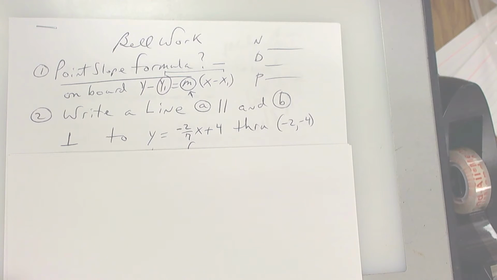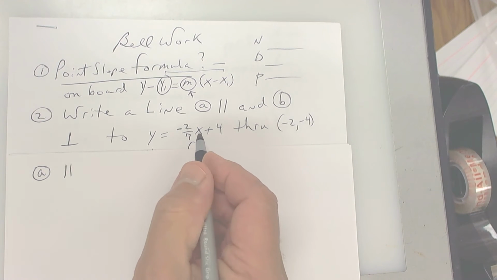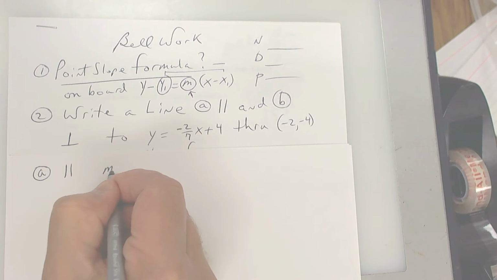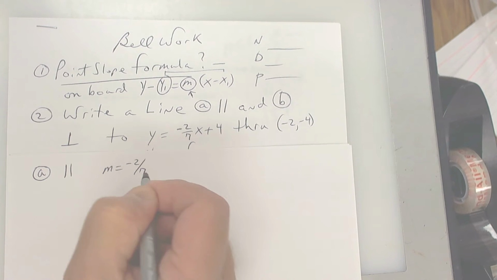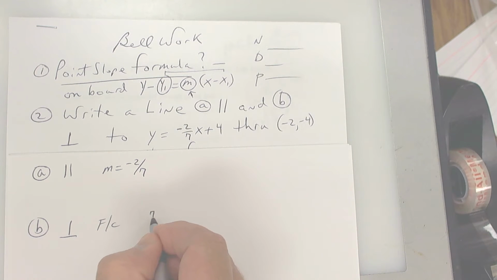Let's do parallel first. So put parallel. To be parallel, you got to use the same slope. So you're going to use negative 2 over 7. To be perpendicular, you're going to flip, change, write that down. So it's going to be 7 over 2.